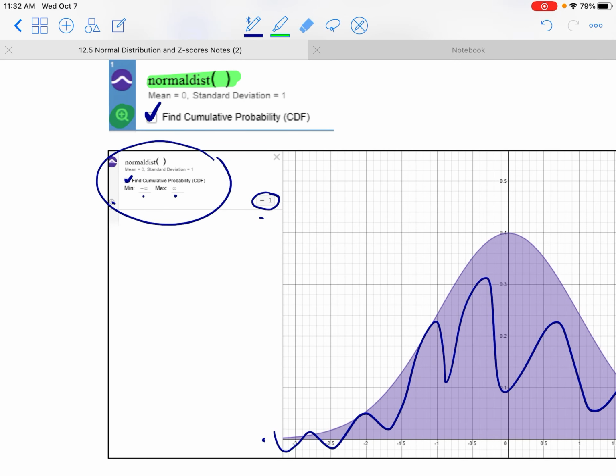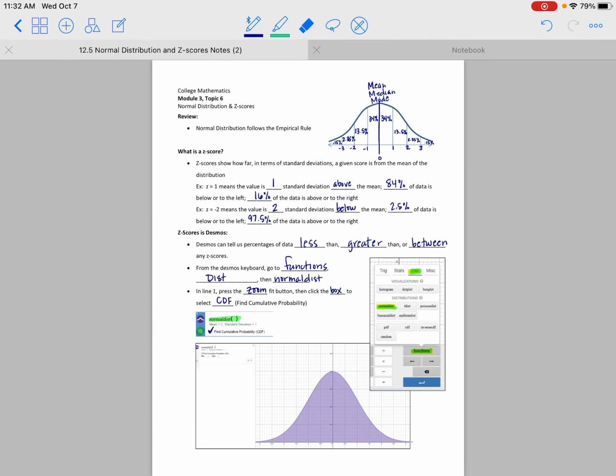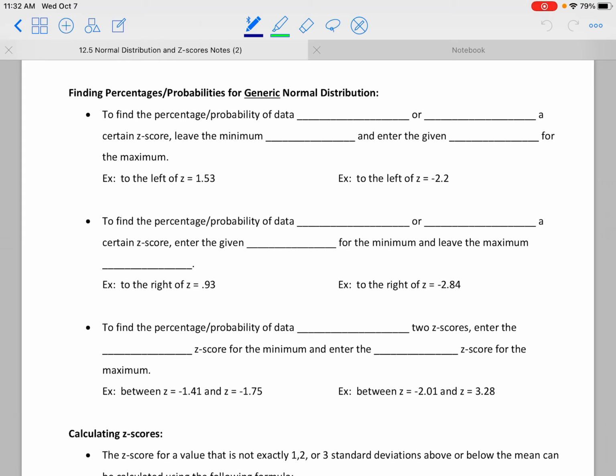Okay, let me just clean up this mess I've made here. And alright, so let's see if we can try this out. Okay, let's say we want to find percentages, and these percentages, remember, are probabilities. Probability could be given as a decimal, a percent, or fraction. So when we're finding a percent that is less than a z-score or percent right of a z-score, that's the probability that someone falls in that region. Okay, so if I say find percent or probability, I'm asking for the same thing. It's the percent.